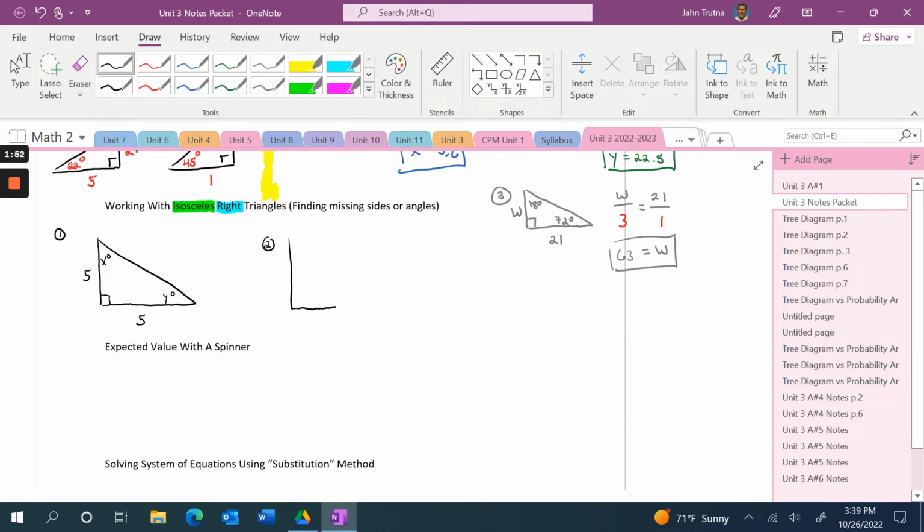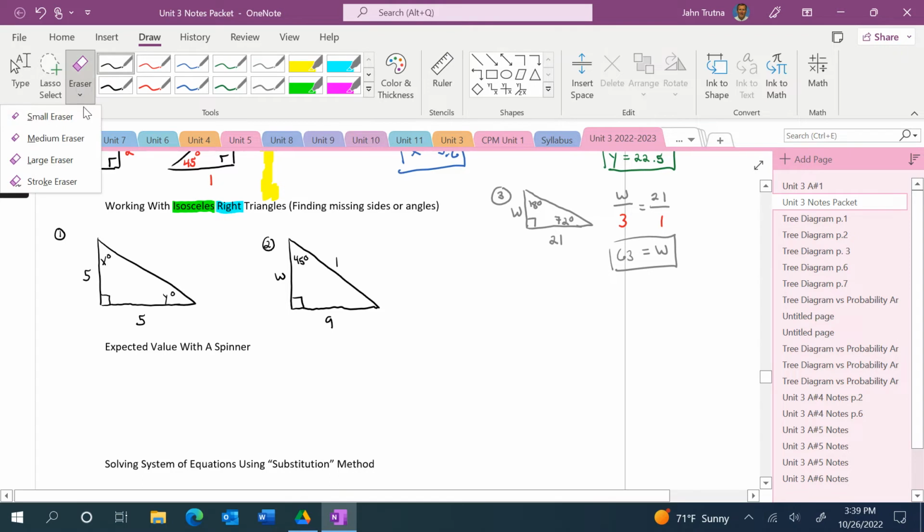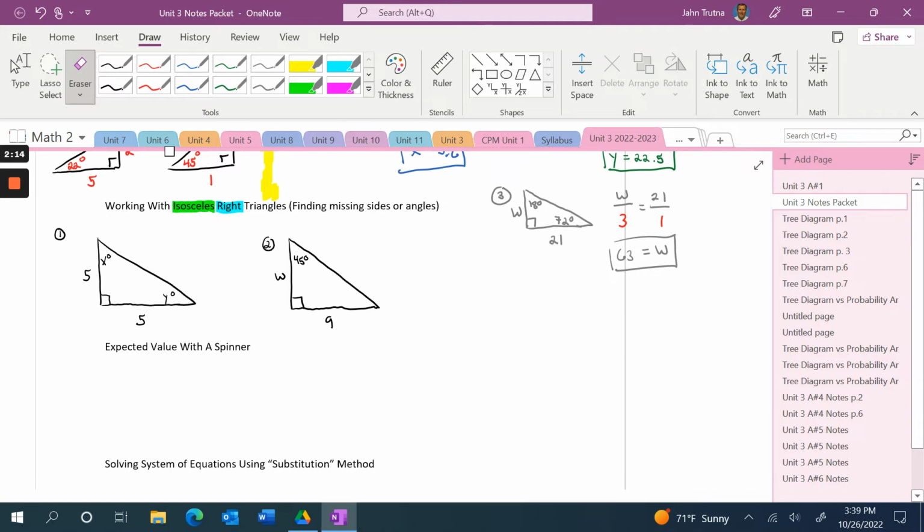And in number 2, let's solve for W. Okay. All right. So number 1, how do we solve for x? How do we solve for y? Just a quick review.